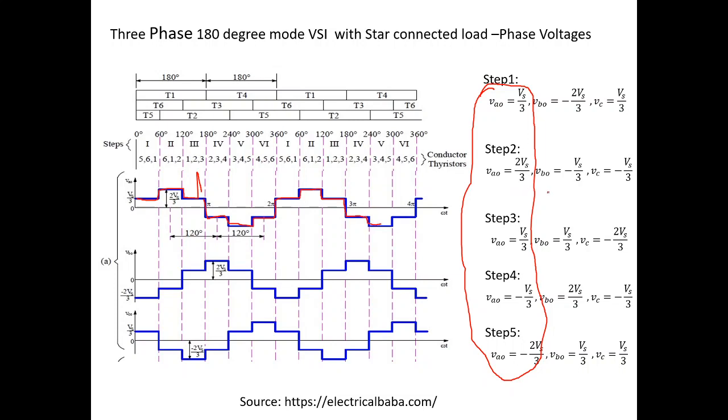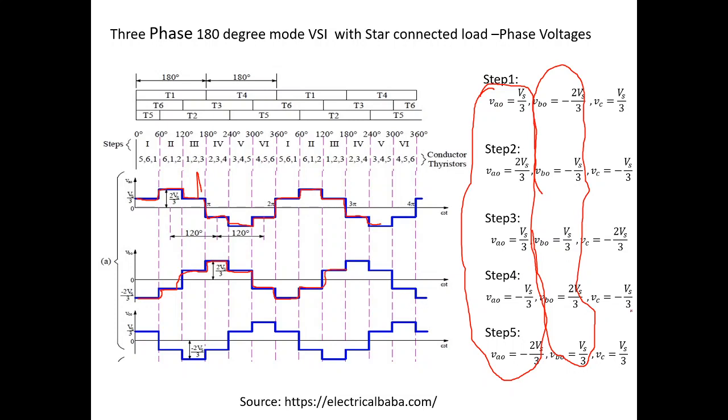And similarly, this is B phase voltage corresponding to each step. In the first step phase B voltage is minus 2Vs by 3, in the second step it is minus Vs by 3, in the third step it is Vs by 3, in the fourth step it is 2Vs by 3, and in the fifth step it is plus Vs by 3, and so on. So again you can observe B phase voltage is also a stepped wave.